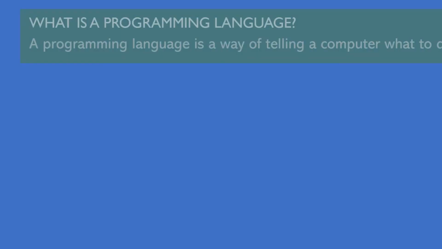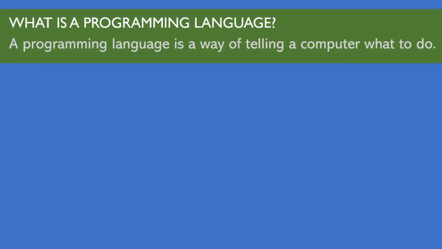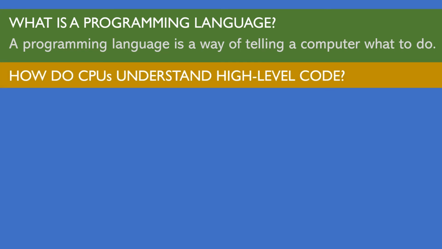Okay, let's summarize all of this. A programming language is a way to tell the computer what you want it to do. Higher level programming languages are easier to write in and do a large majority of the work for you, whereas low level programming languages require you to do a lot more work. Now, CPUs only understand low level code. They don't understand high level code. It's way too close to English for them to understand. So, how do CPUs understand high level code?